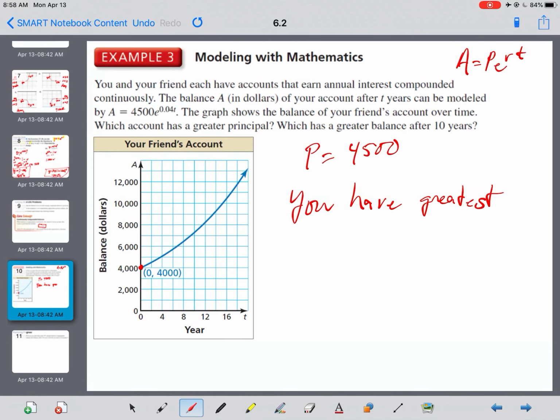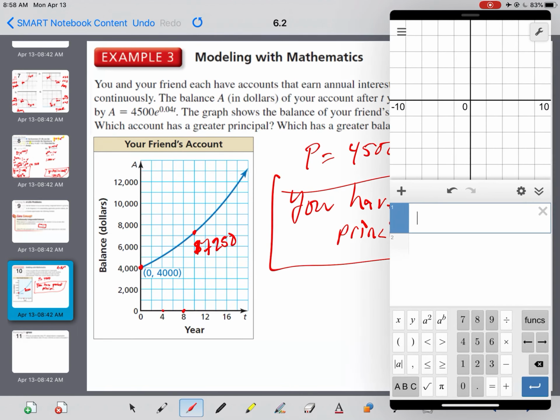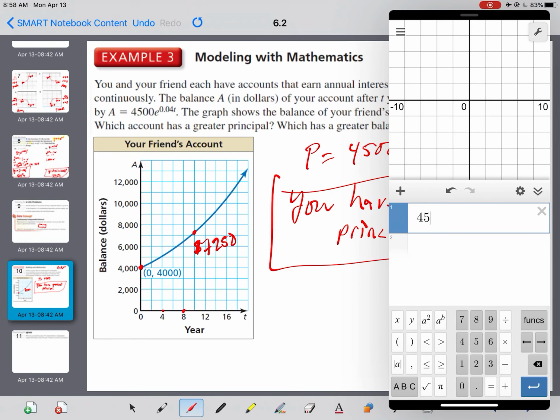You have the greatest principal. That's the first question. Second question, which one has a greater balance after 10 years? Well, what's his balance after 10 years? 4, 8, 12, 10. We go up to here. Let's see, 6, 7. He's a little over, I don't know, 7,250 maybe is what his is.